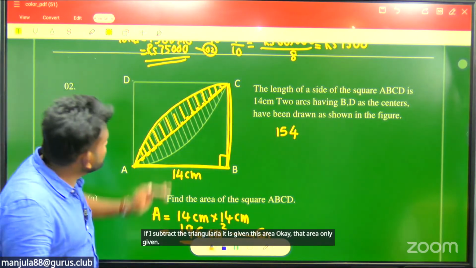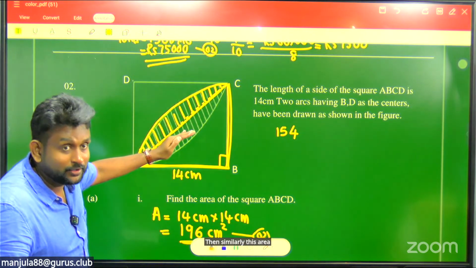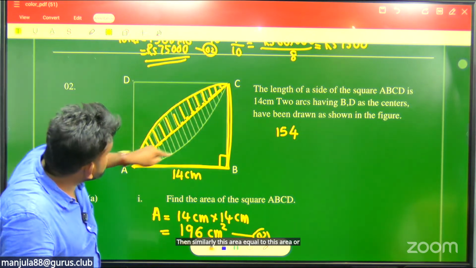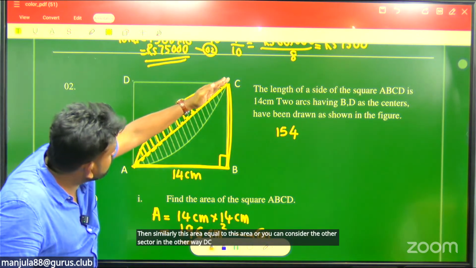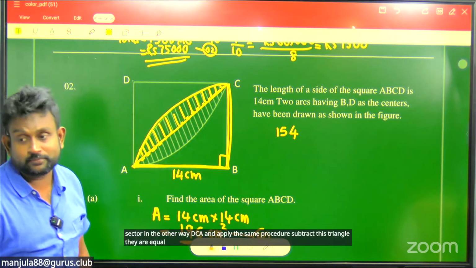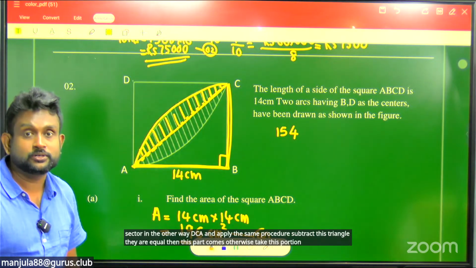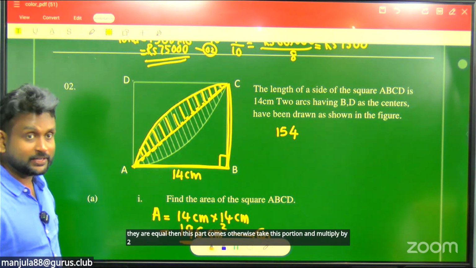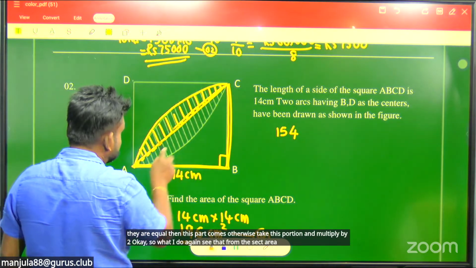Then similarly, this area equals this area. Or you can consider the other sector in the other way, DCA, and apply the same procedure. Subtract this triangle, they are equal, then this part comes. Or otherwise, take this portion and multiply by 2. So what I do, again, from the sector area, I am going to subtract this triangle.